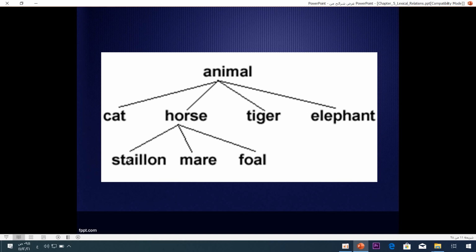طيب نفس الشيء هنا. We have the same thing. Stallion and mare, فرس, and foal. All of them are included in the word horse because we have different kinds of horses. Then هنا stallion, mare, foal, all of them come under the word horse. This is very clear.